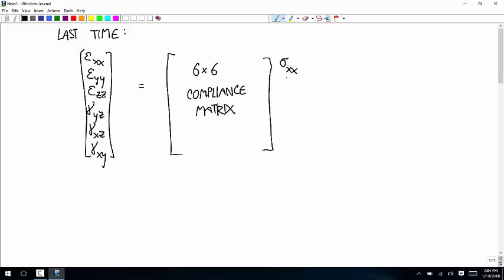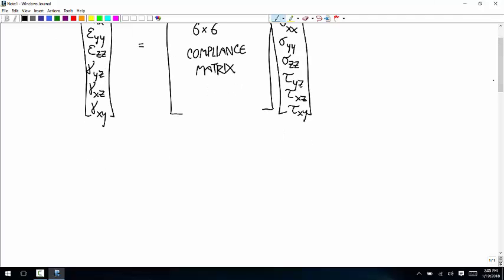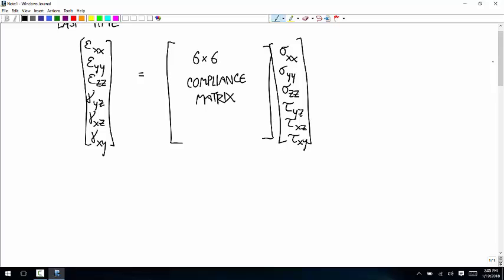So that's sigma xx, yy, zz. You can keep writing those as sigmas, or you can write them as taus for the shear stresses. So yz, xz, xy. And so I'll call the compliance matrix C.